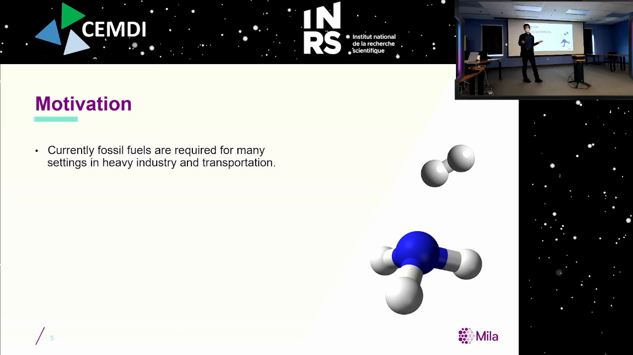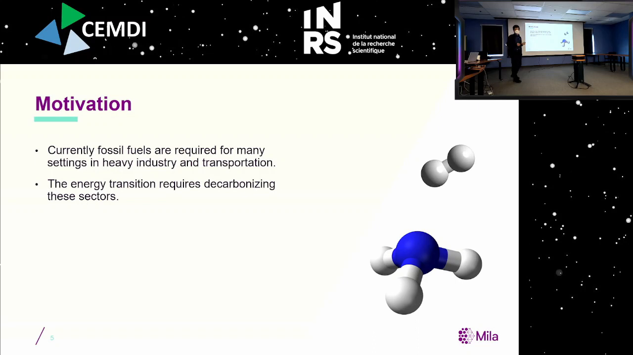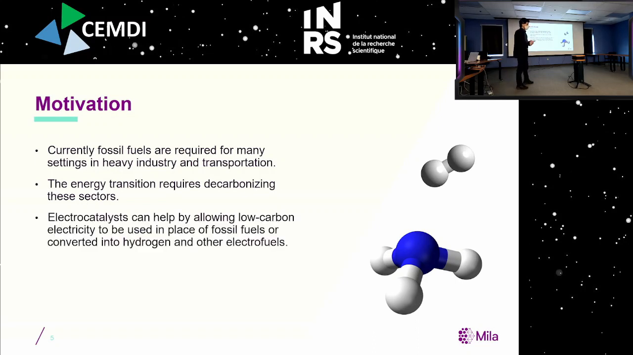And in heavy industry, there are many settings like the Haber-Bosch process for manufacturing ammonia that require fossil fuels as input directly to the process, so conveying energy but not in the form of electricity. So these are difficult sectors to decarbonize, and they're contributing a large amount of greenhouse gas emissions. The Haber-Bosch process by itself contributes about 1% of global greenhouse gas emissions. So the energy transition requires decarbonizing these difficult to decarbonize sectors, and electrocatalysts can help here by allowing low-carbon electricity to be used in place of fossil fuels or converted into hydrogen and other electrofuels.